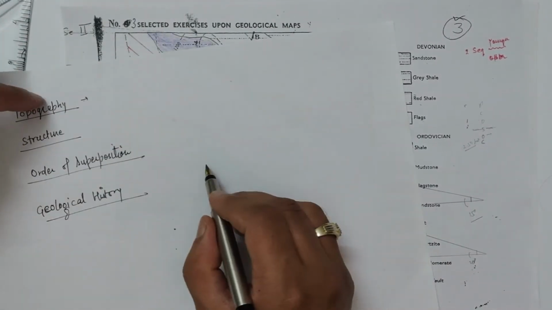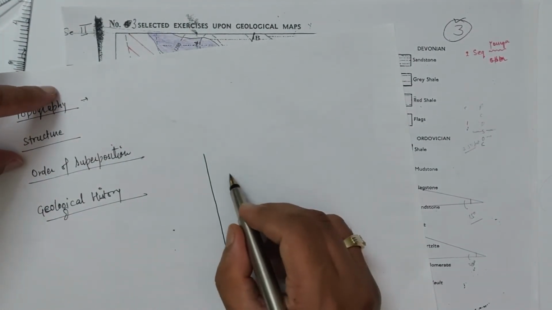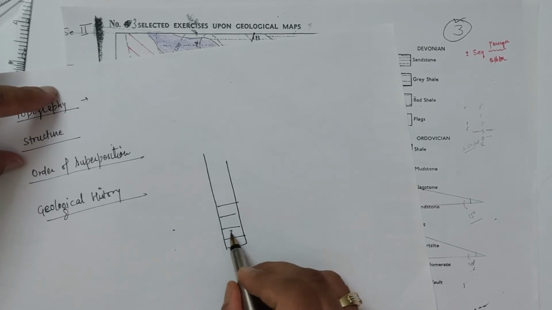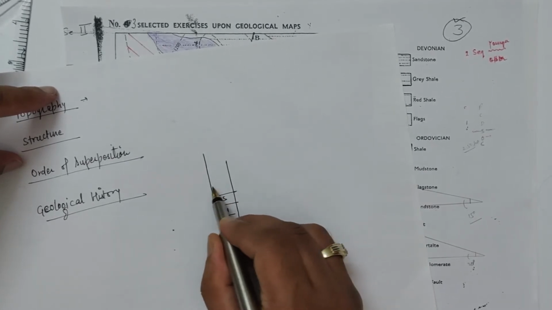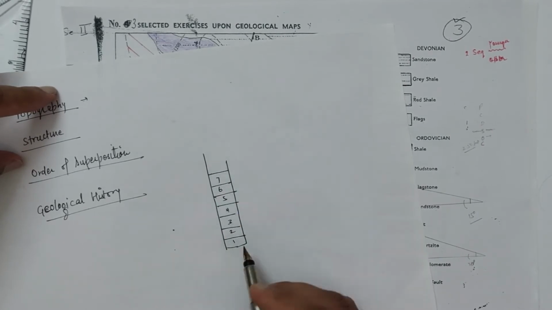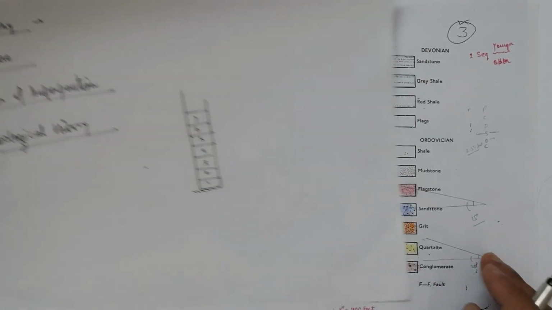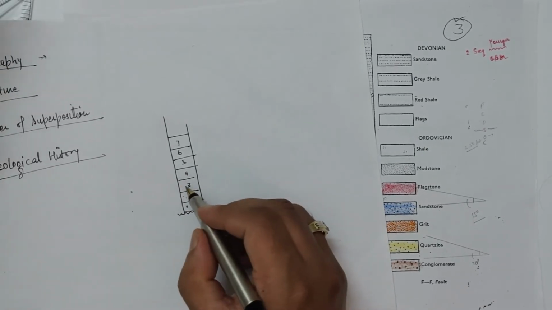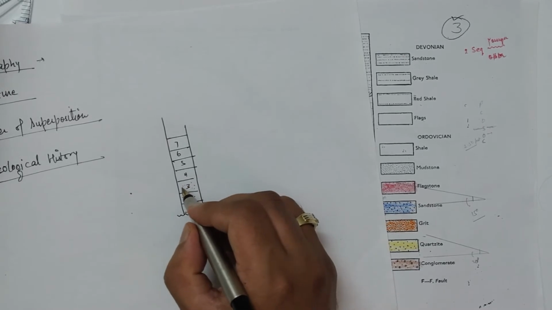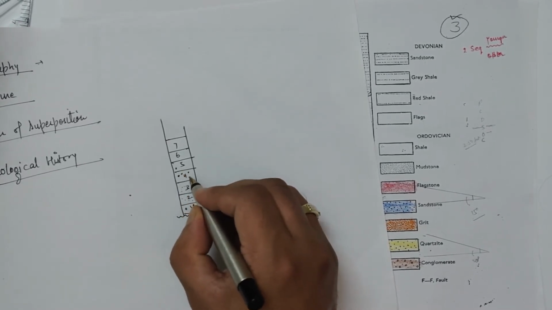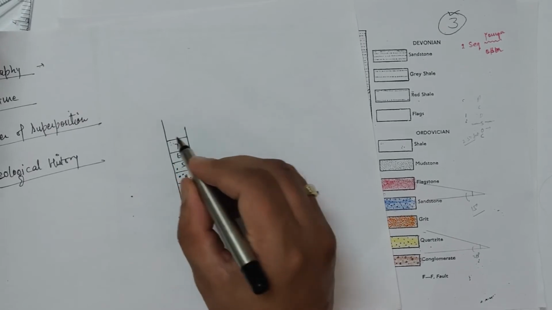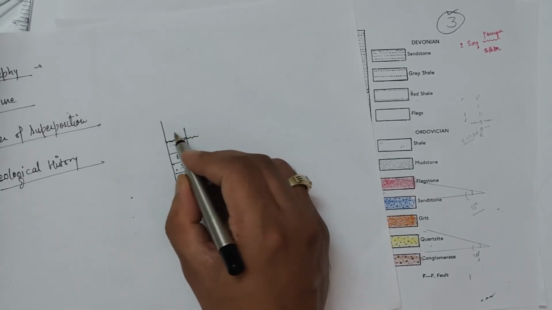If you want to know about the order of superposition, there are 7 beds in older sequence. So we'll have to draw 1, 2, 3, 4, 5, 6, 7. The first bed is conglomerate, then we have quartzites, then sandgrit, followed by sandstone, then we have flagstone, mudstone, and shale beds. Then we have an unconformity, and we have younger sequence above it.